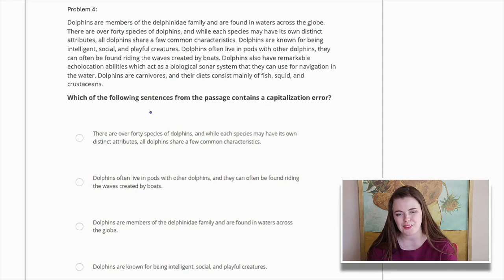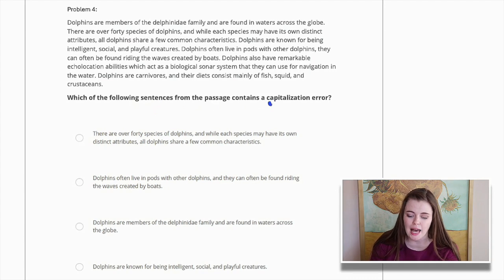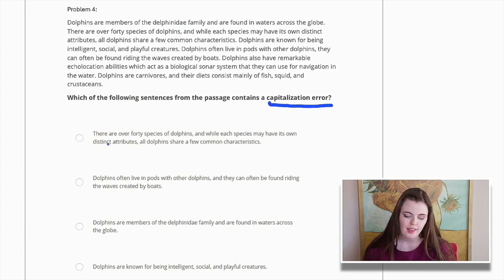Our fourth and final problem: which of the following sentences from the passage contains a capitalization error? There were over 40 species of dolphins, and while each species may have its own distinct attributes, all dolphins share a few common characteristics. Well, let's see, that's capitalized. I'm not really seeing anything in here that should or should not be capitalized, so I'm going to say that's the incorrect answer. Dolphins often live in pods with other dolphins, and they can often be found riding the waves created by boats. I'm not really seeing anything in that one either.